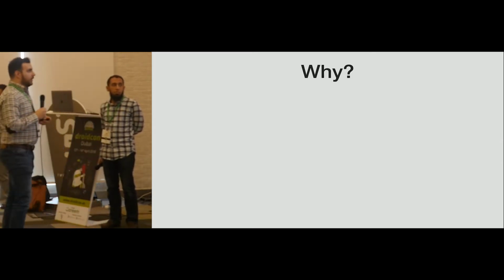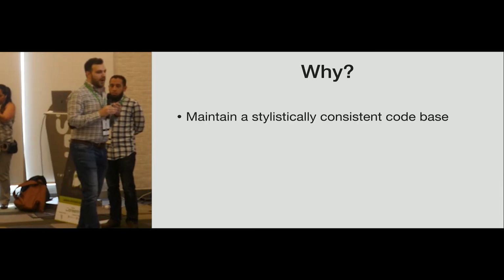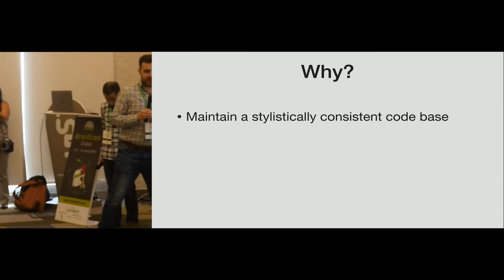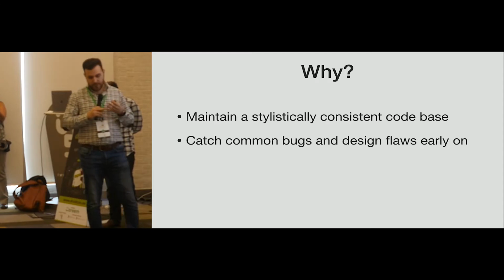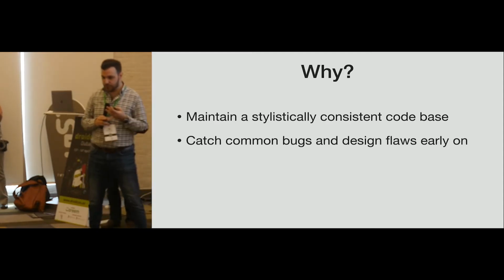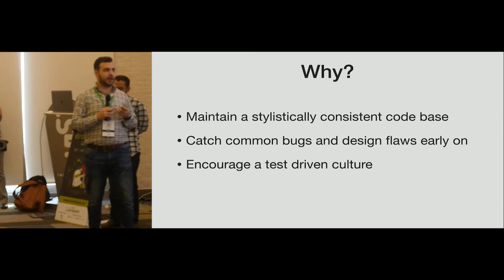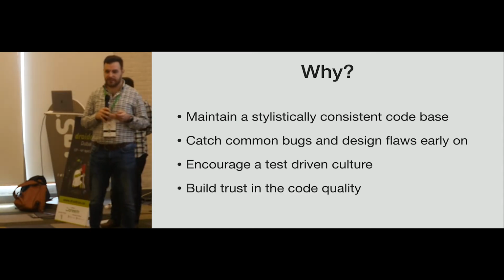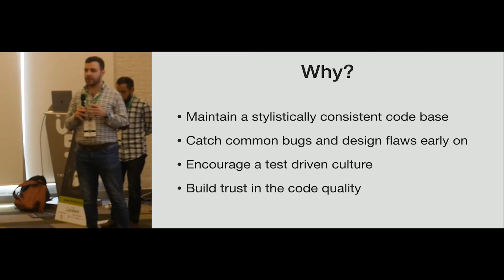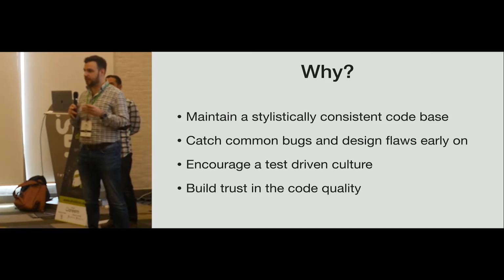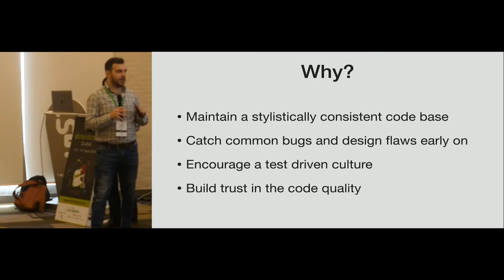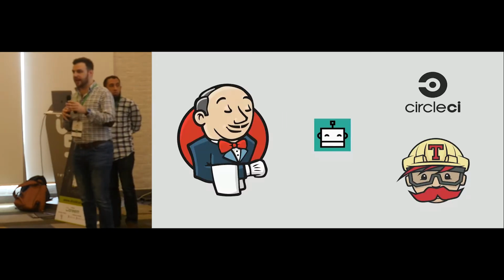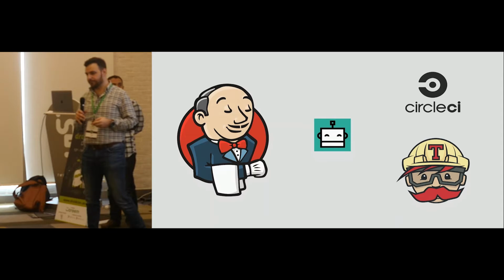All right. So why should we implement CI? It's very simply, you can say that it allows you to ensure your code style is consistent across your code base. You can catch common bugs and design flaws, encourage a test-driven culture within your organization or team, and build trust in your code quality and the build that you provide to your team.